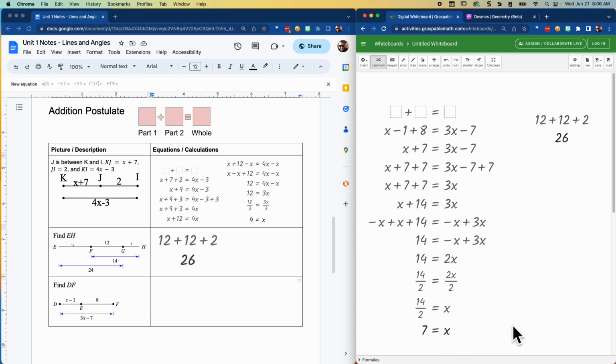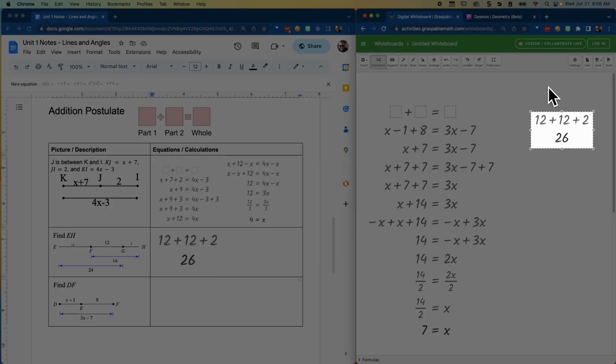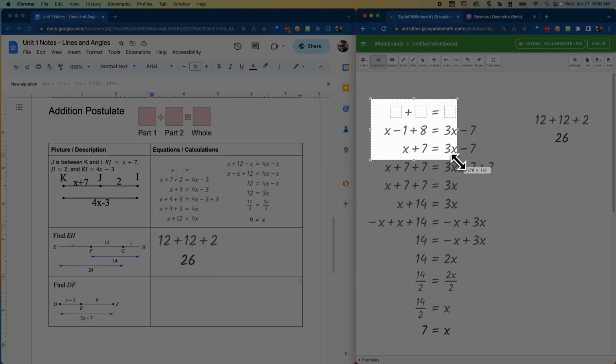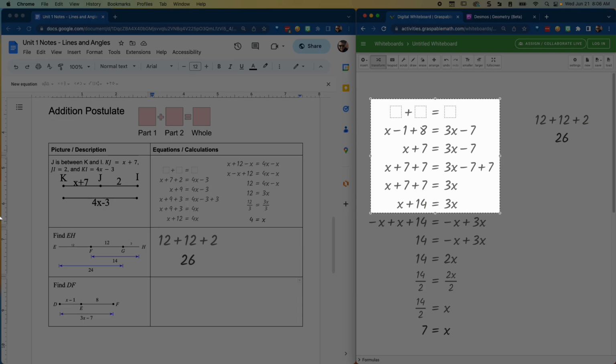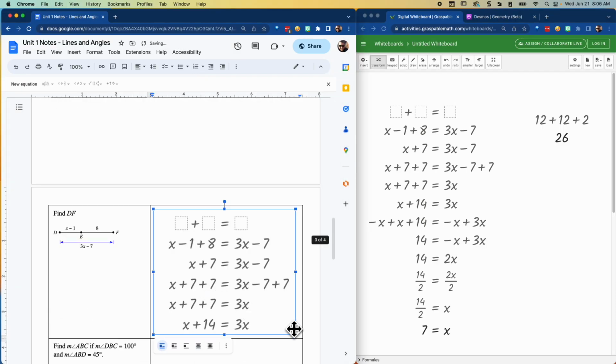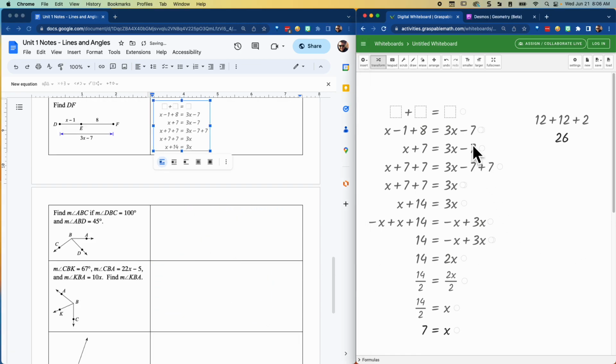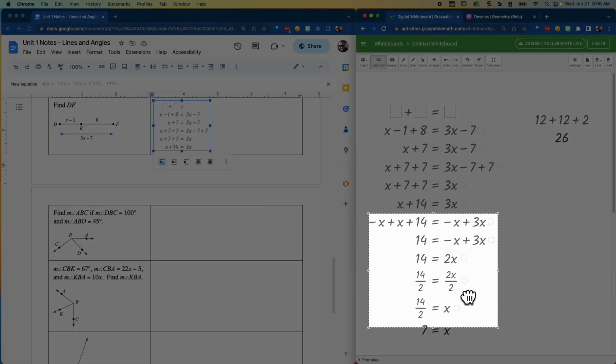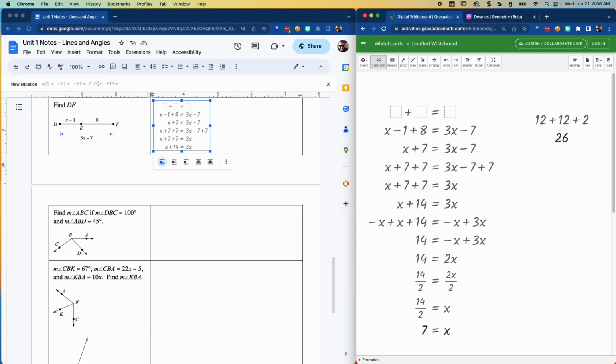And I get 7 equals x. So I'm going to take two pictures of this again to kind of fit into the white box. So I'll do a screenshot, take a picture of this, fit it in here, shrink it down to size, and then I'll do the second half where it tells me that 7 equals x. Now that's not done.